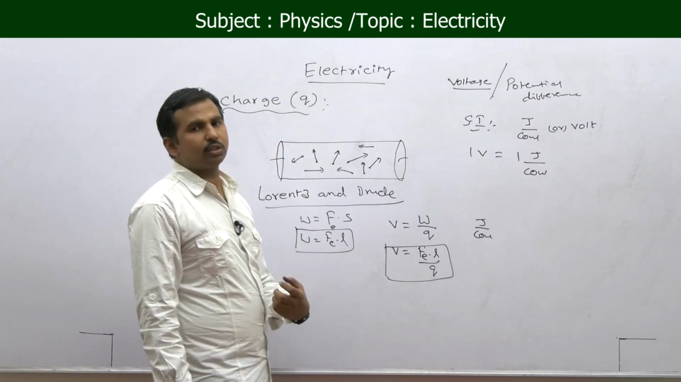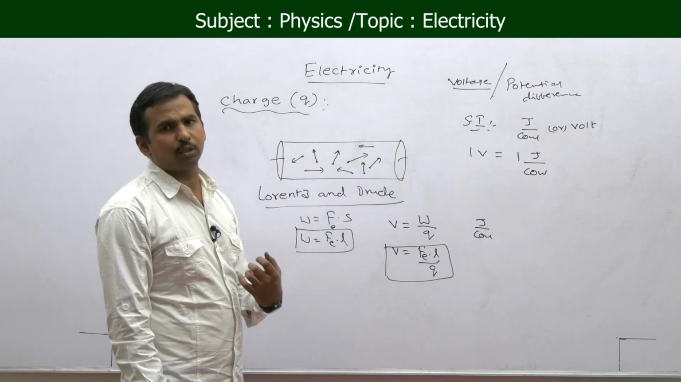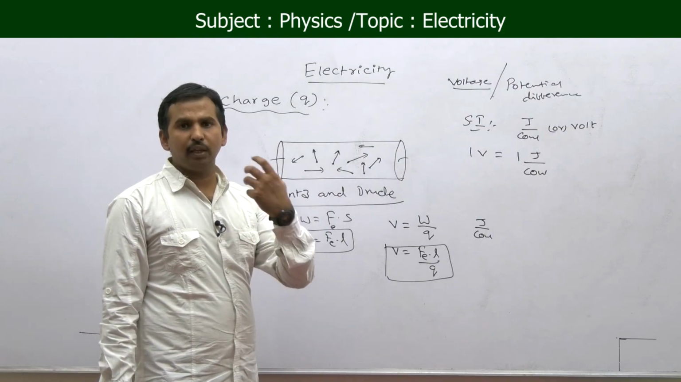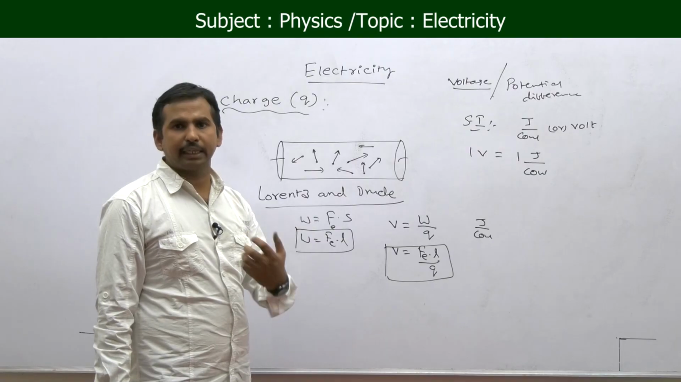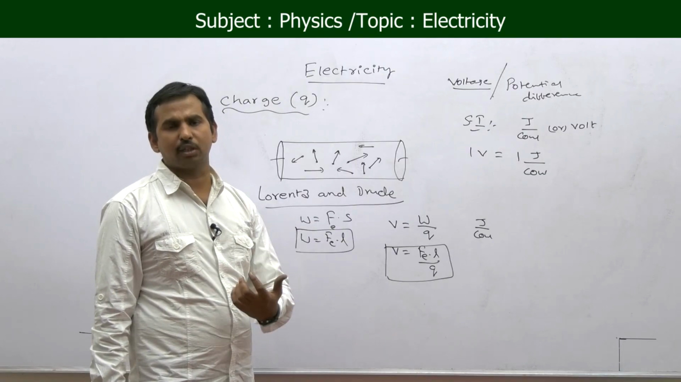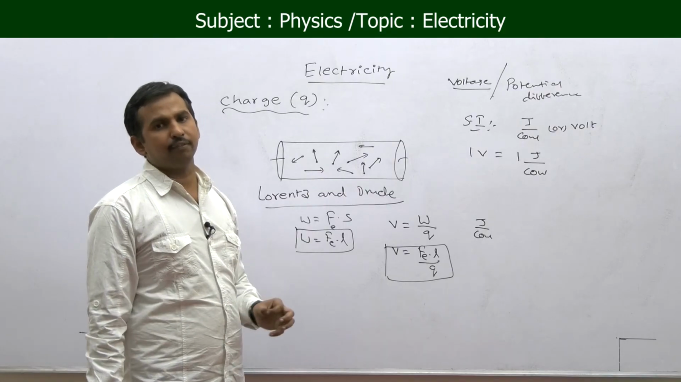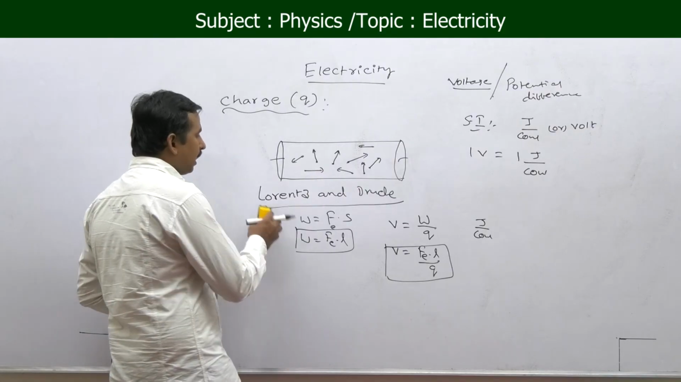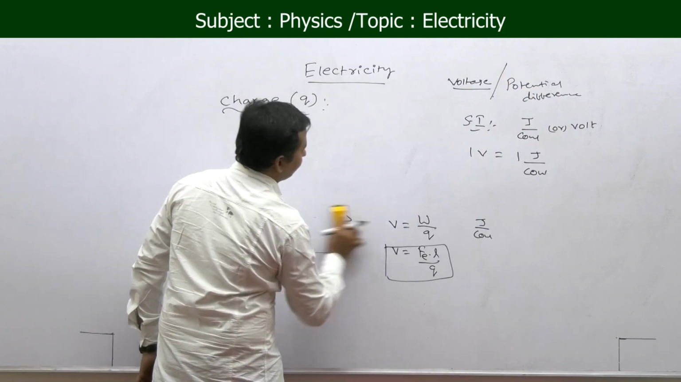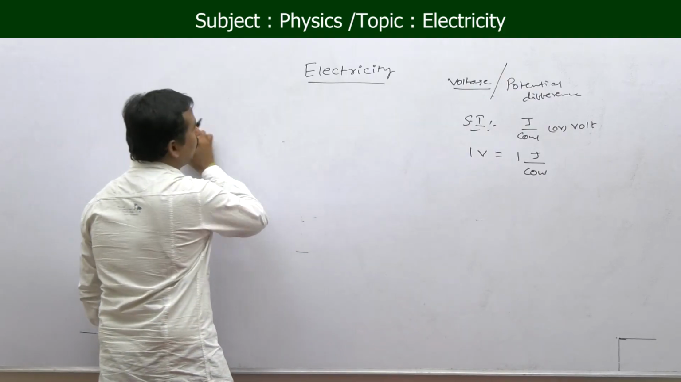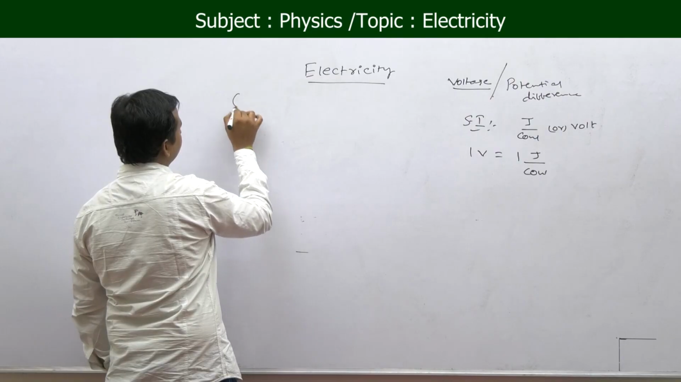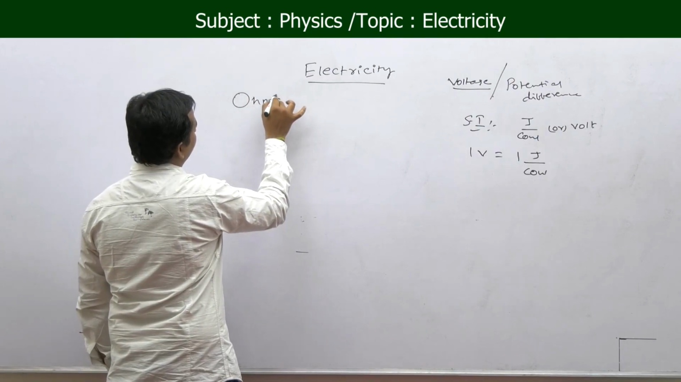Because of this work done, the voltage difference or potential difference is present, and current is generated there. So depending on the voltage you take, the current varies. That only we call Ohm's law. Very, very important one. Now we are seeing this Ohm's law.